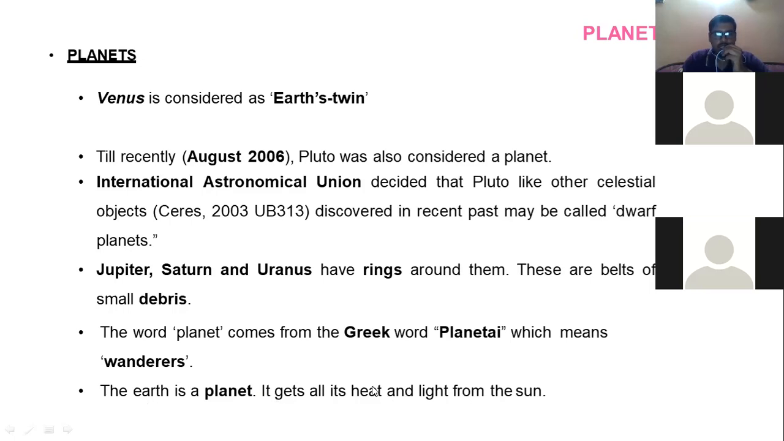The earth is a planet. It gets all its heat and light from the sun. If we talk about the moon, the moon itself is not bright. Some people think that the moon has its own light, but it's not exactly so. The moon also gets its light from the sun. This is a moon, and in that direction there is the sun, which is emitting light towards the moon.